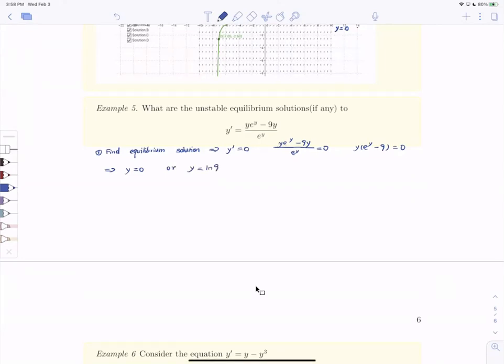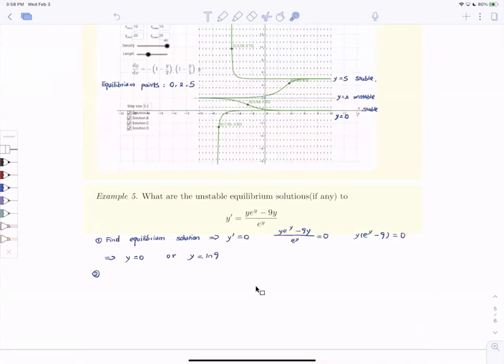Now we need to decide if they are stable or unstable. Oh, there is another thing called semi-stable. It's a type of unstable. Remember you have different solution curves. If one is approaching it and the other one is going away from it, then you call it semi-stable. Does that make sense? I think it's pretty simple as well.